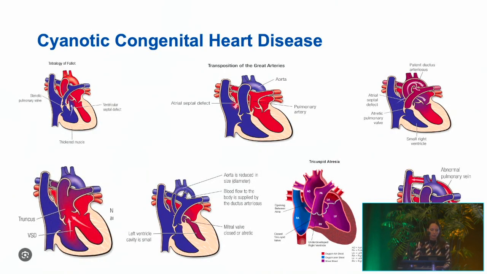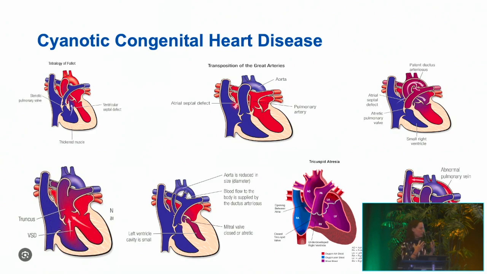So cyanotic congenital heart disease is really the population that has grown in the last 5 to 10 years, because we've just gotten better with treatments and medications to get these kids into adulthood and to keep them healthier longer. So this top picture up here is tetralogy of Fallot.